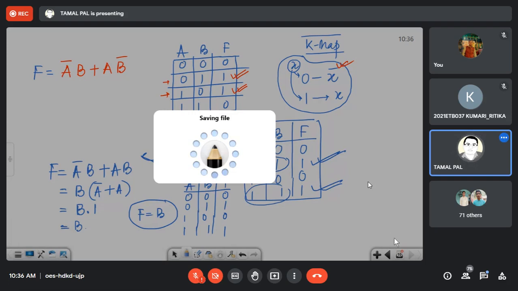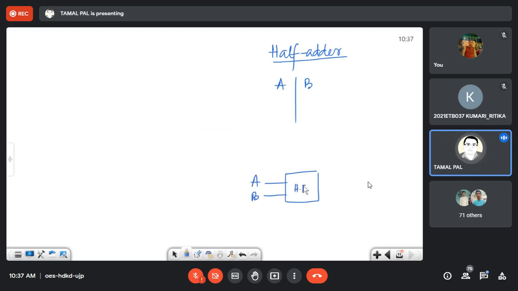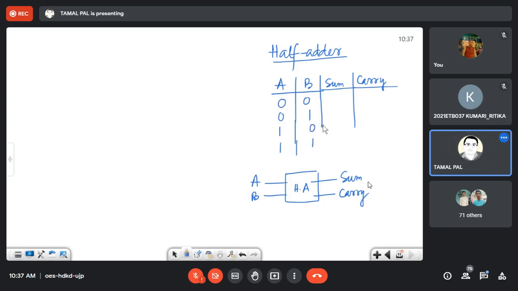Half adder is nothing but a 2-bit adder. You will understand it, no problem. In half adder, there are two inputs, and it produces sum and carry. Now we have to find the expression of it. So the inputs are 0, 0, 0, 1, 1, 0, and 1, 1.